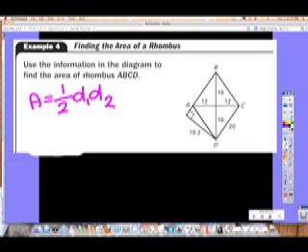So we'll do 1/2 times 24 times the other diagonal. So this whole diagonal is how long? What's 16 plus 16? 32.